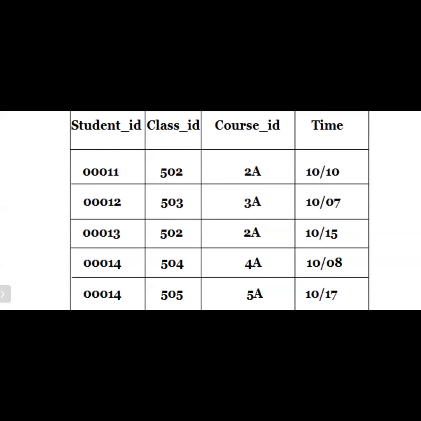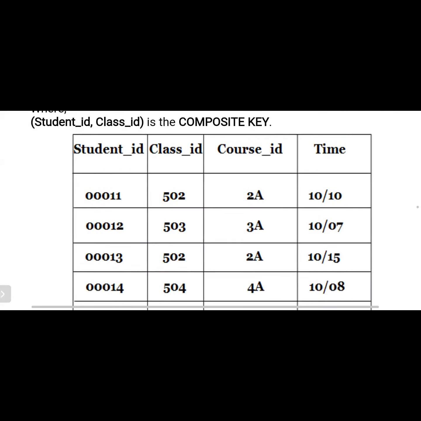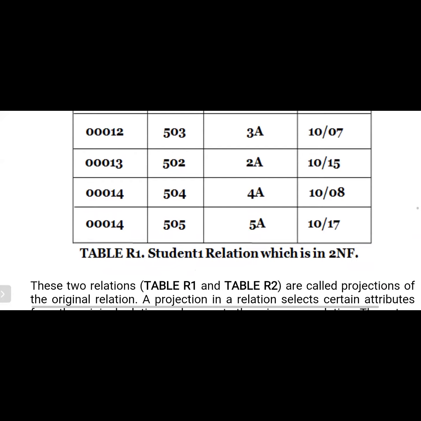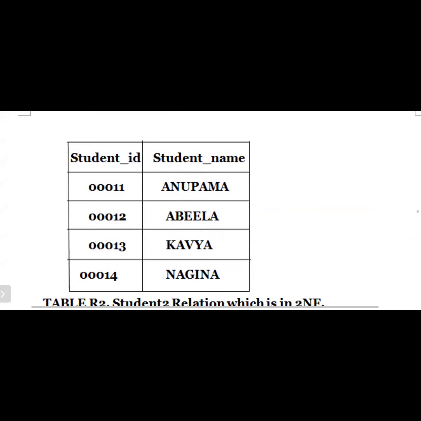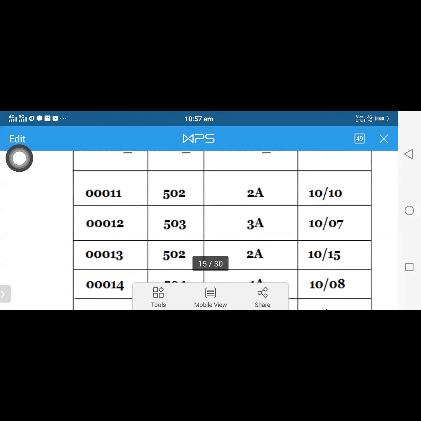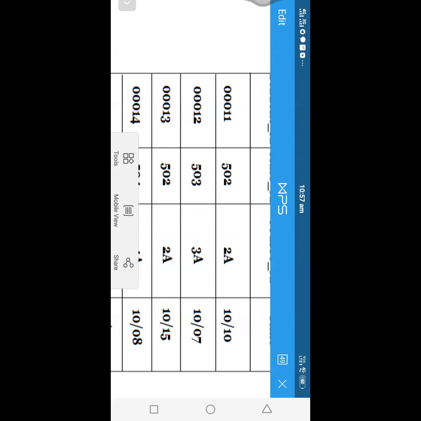Why? For example, select course ID from table name where student ID equals, say, 00014. Then one result is 4A and another is 5A, so we can't find it uniquely. Here we need to consider both keys to identify the details. So this is one table, and another table is student ID and student name. In this way, we break down one table into two tables. I think all of the members are able to understand this, and I will try to use one example also from the net.